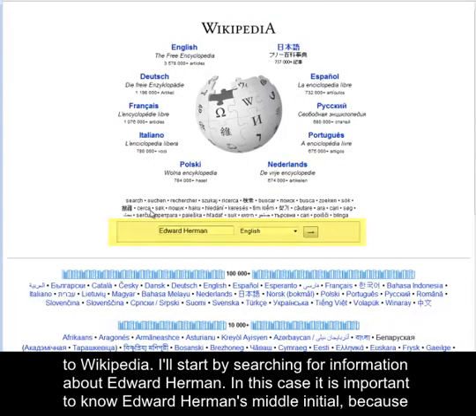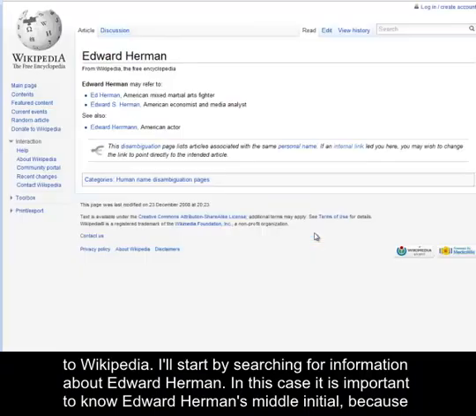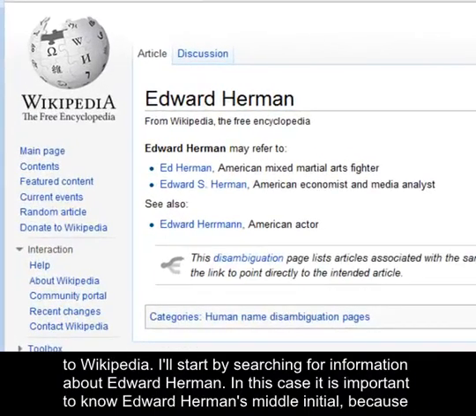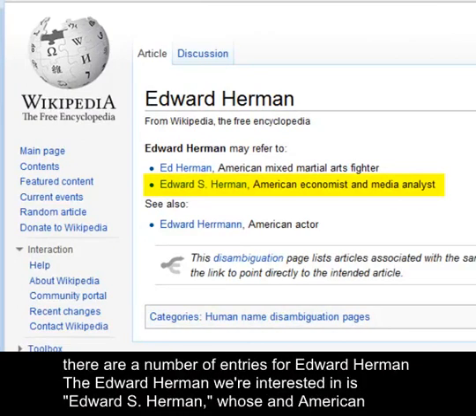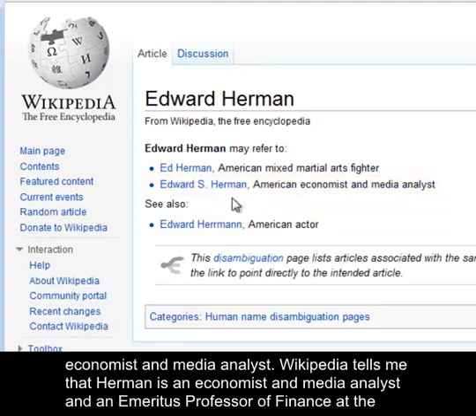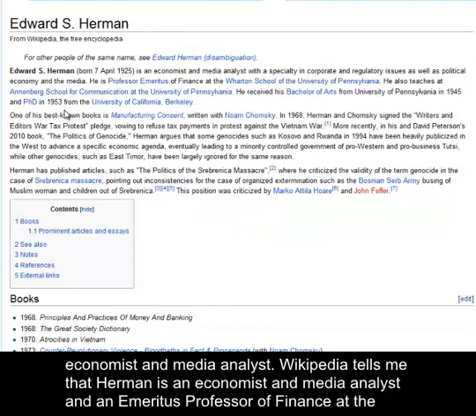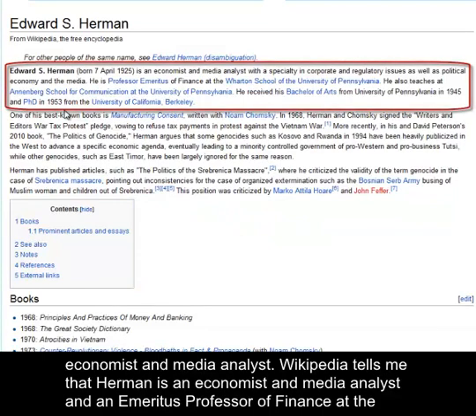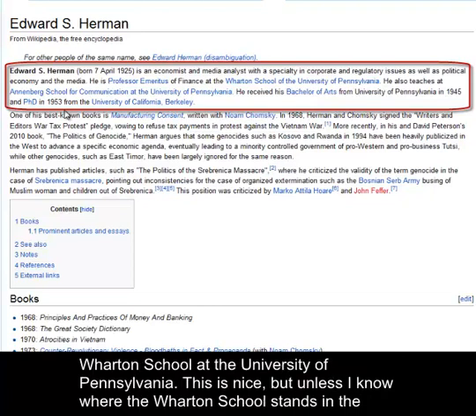I'll start by searching for information about Edward Herman. In this case, it is important to know Edward Herman's middle initial because there are a number of entries for Edward Herman. The Edward Herman we're interested in is Edward S. Herman, who's an American economist and media analyst. Wikipedia tells me that Herman is an economist and media analyst and an emeritus professor of finance at the Wharton School at the University of Pennsylvania.